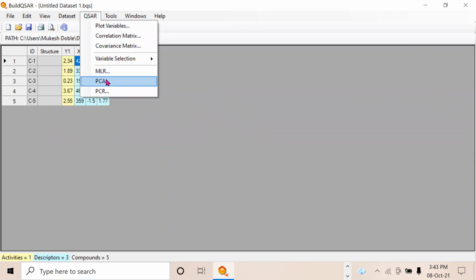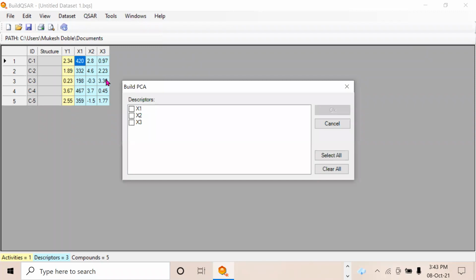Build QSAR also can do something called principal component analysis. Principal component analysis, again, comes under data analysis and data manipulation. So you can combine X's, that is the independent variables, and come up with new variables which are called principal components. Actually, you must have heard about big data and data analytics and all that. So principal component analysis plays a very important role there actually.